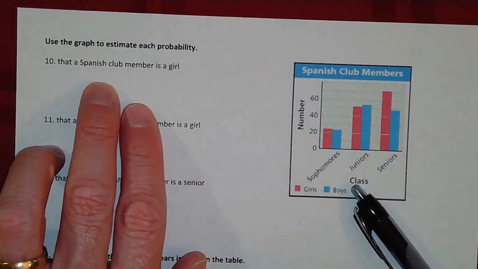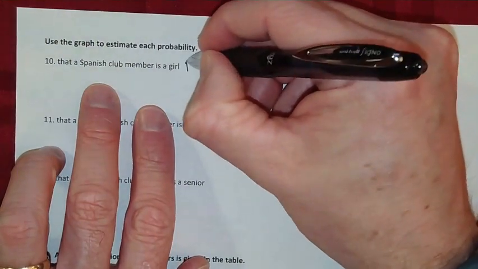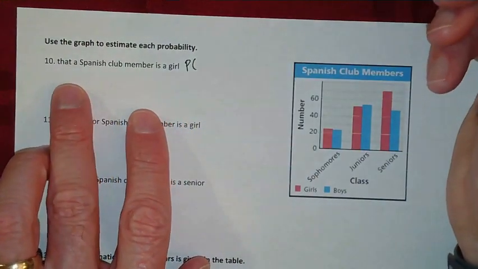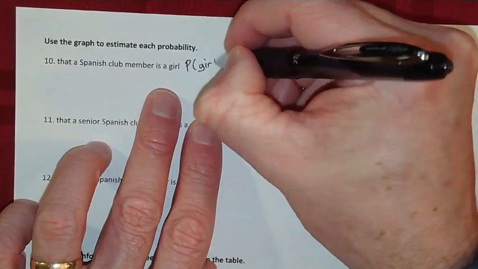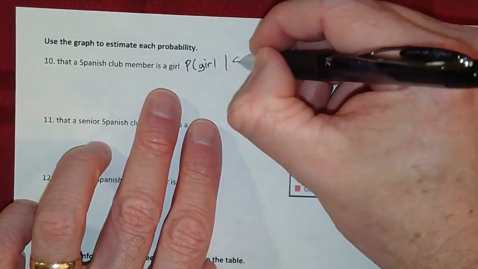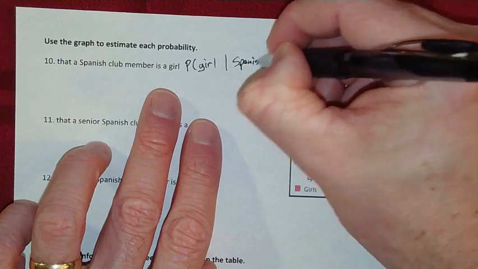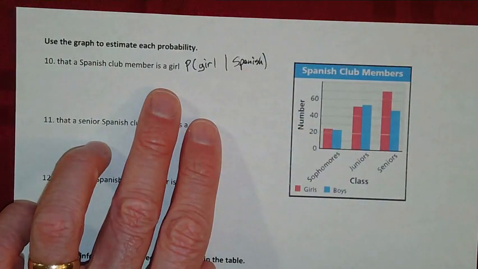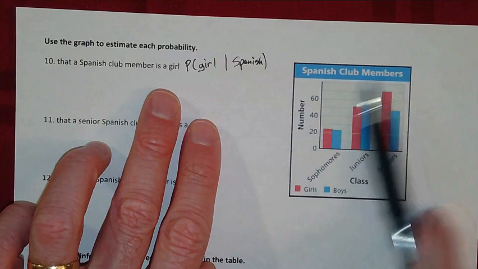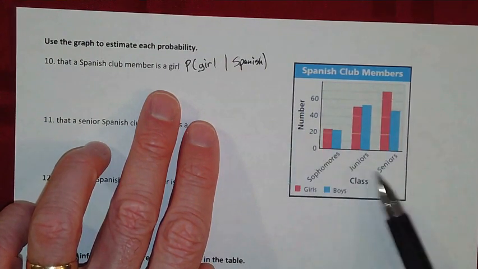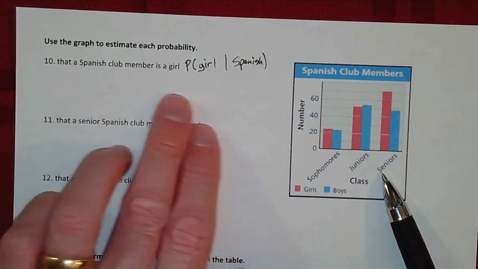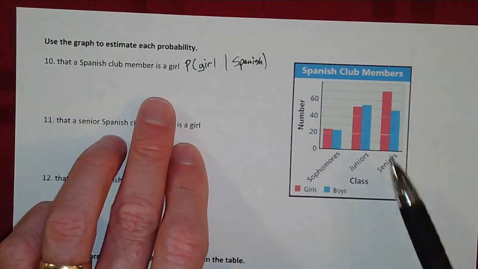Probability that a Spanish club member is a girl. I'm going to consider this to be the probability that a Spanish club member is a girl. So what is the probability of a girl given that they are in Spanish club? Well, it looks like I'm considering all of them. I'm considering everybody. Didn't say anything about one year or the other. So it looks like I'm thinking about everybody.